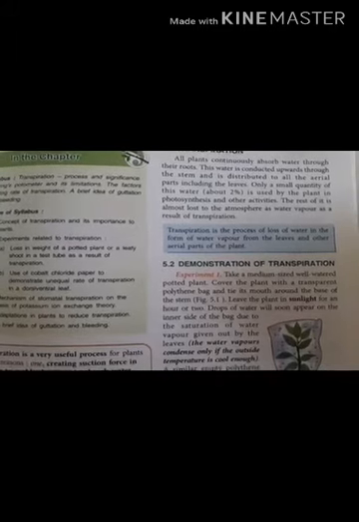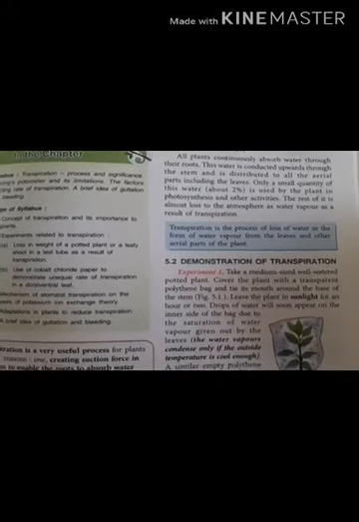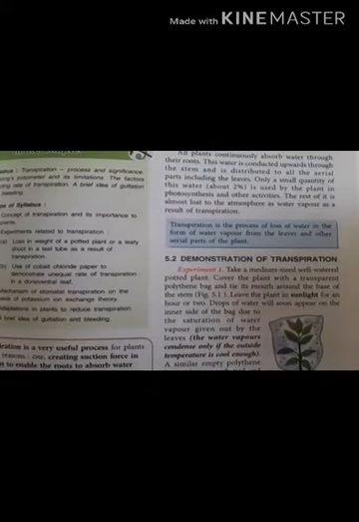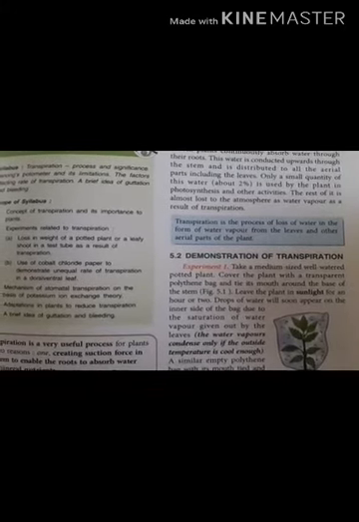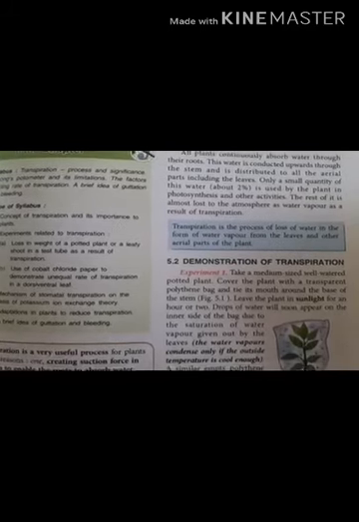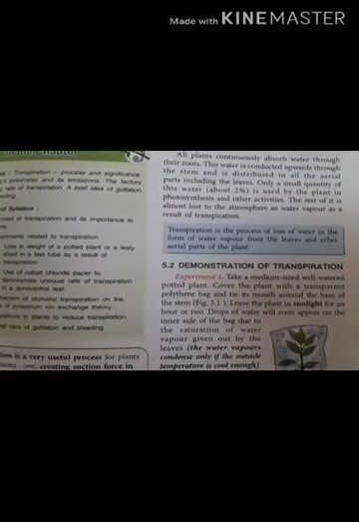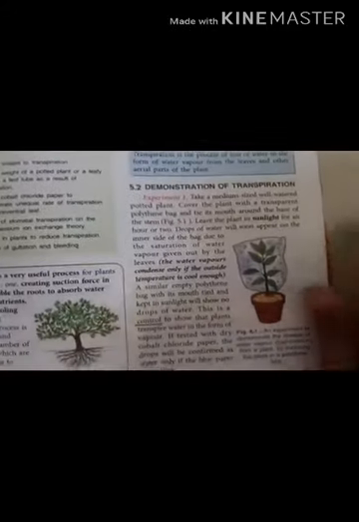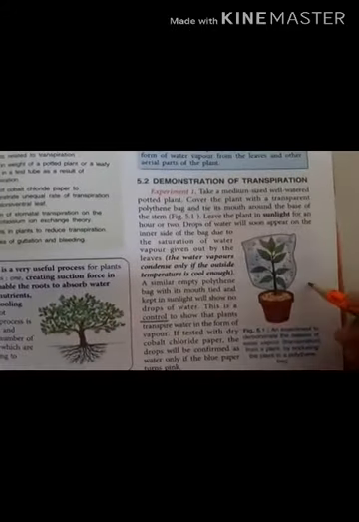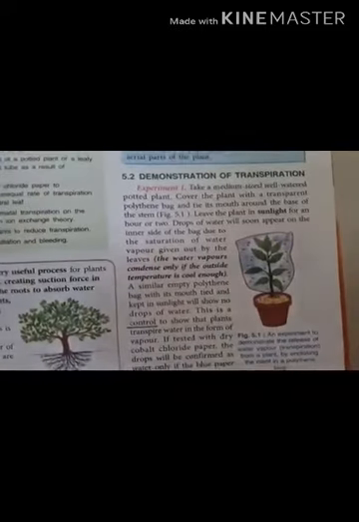Transpiration. So transpiration is the process of what? Loss of water in the form of water vapor from the leaves and other aerial parts of the plant. So transpiration is the process of the loss of water from the leaves and the other aerial parts of the plant. Now here there is a small demonstration of the process of transpiration which is given in your 6th standard.